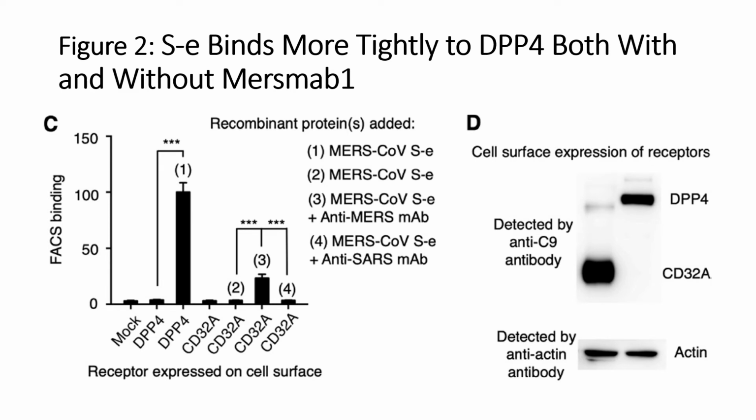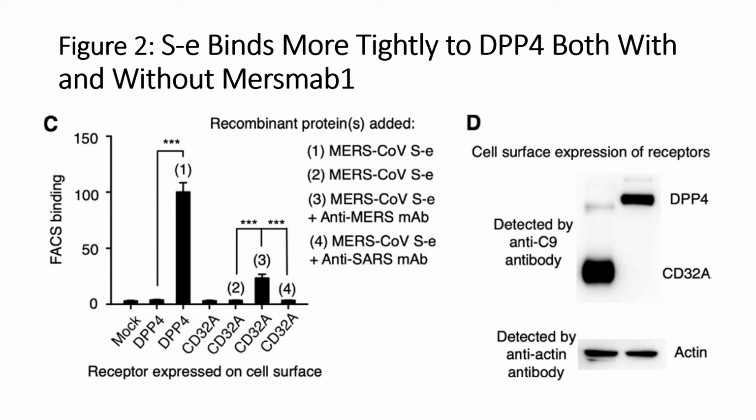I don't remember if I said it on the previous slide or not, but those cells are human kidney cells. But recombinant SE, which is the ectodomain, was added for detection of potential binding to one of the two receptors, either DPP4 or CD32A, in the absence or in the presence of the monoclonal antibody. And then looking at the figure, the results showed that without the monoclonal antibody, the ectodomain bound only to DPP4, but then with the monoclonal antibody, the ectodomain also bound to CD32A.